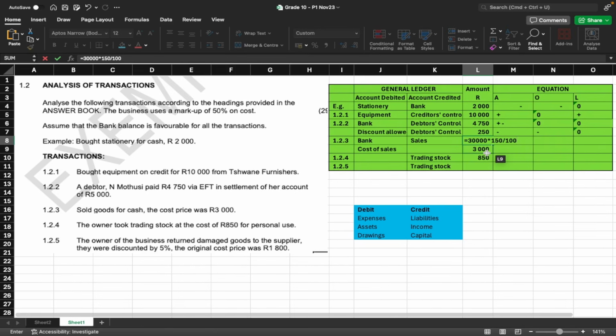So whenever I want my sales, okay, whenever I want my sales and I'm given my cost price, I will take my cost price times 150 divided by my 100. What's the logic behind that?